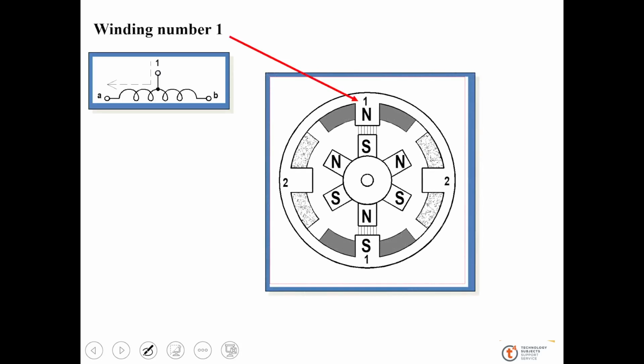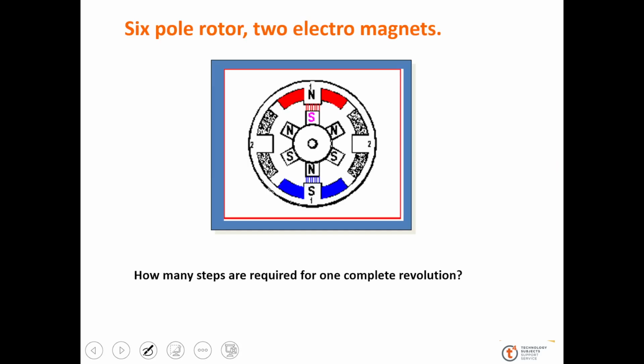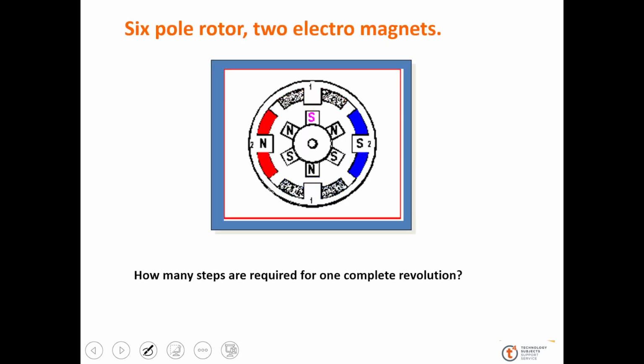This is winding number 1, and this is winding number 2. This is a 6-pole rotor, meaning the rotation is 30 degrees each. This is one step. So like that, steps 1, 2, 3, 4, 5, 6 will be taken. This is the schematic of how the 6-step electromagnet rotation works inside the motor.